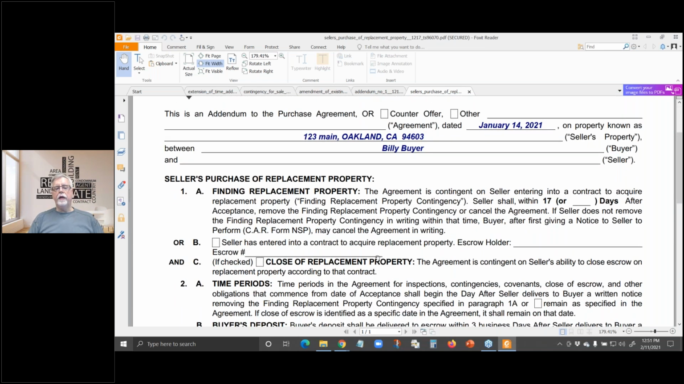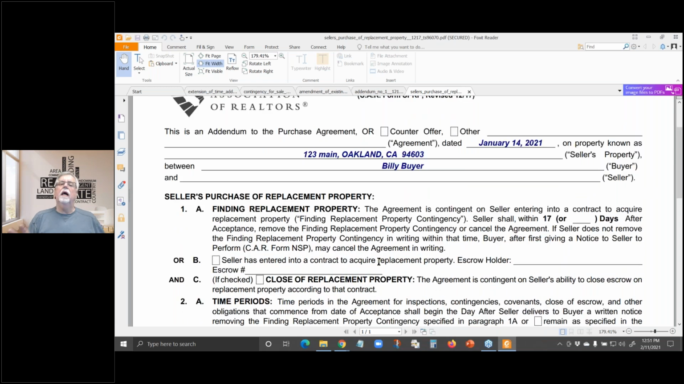So I just want to cover this, and then I'll cover the next one, and then I'll explain why this is not a great idea, and maybe for no additional charge, explain what your options would be if you were the listing agent, because I've been in this situation.